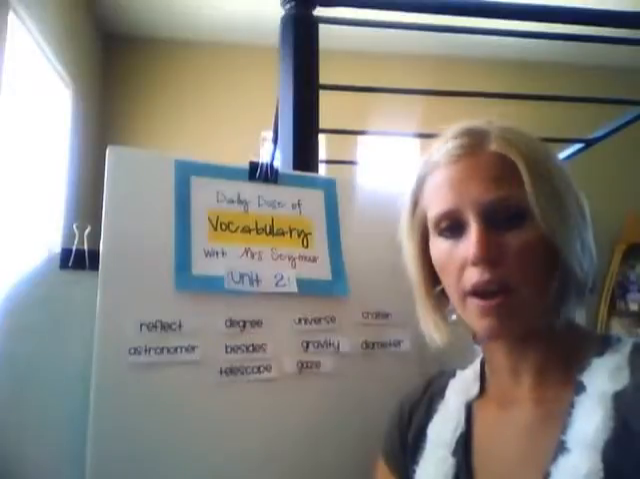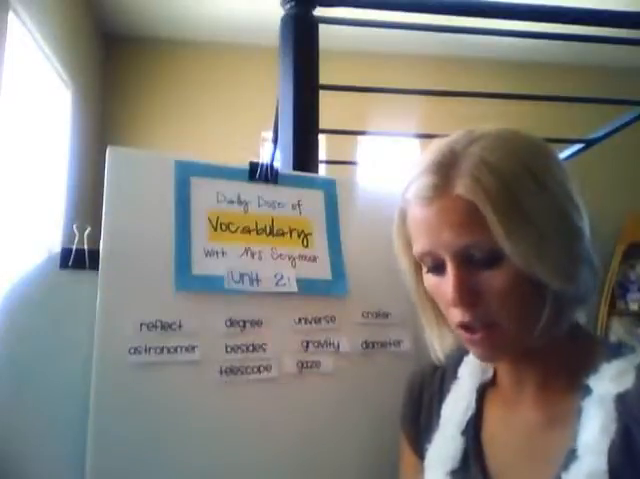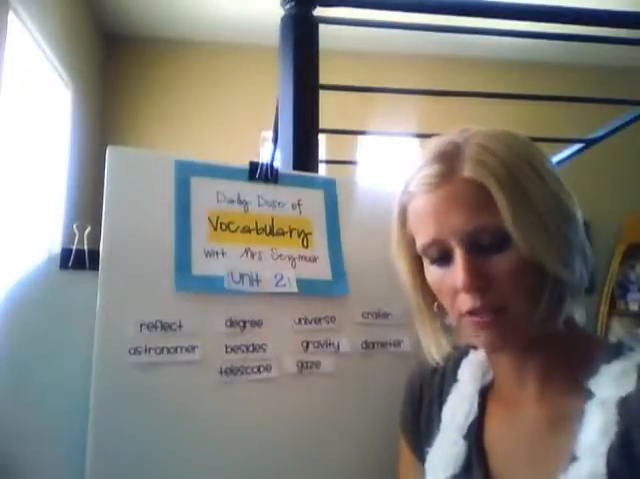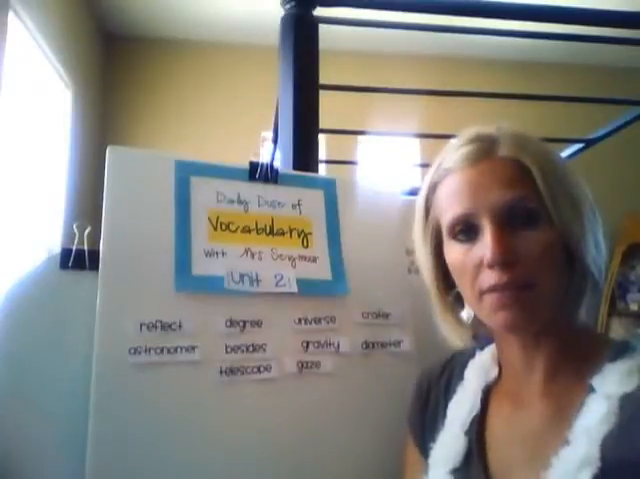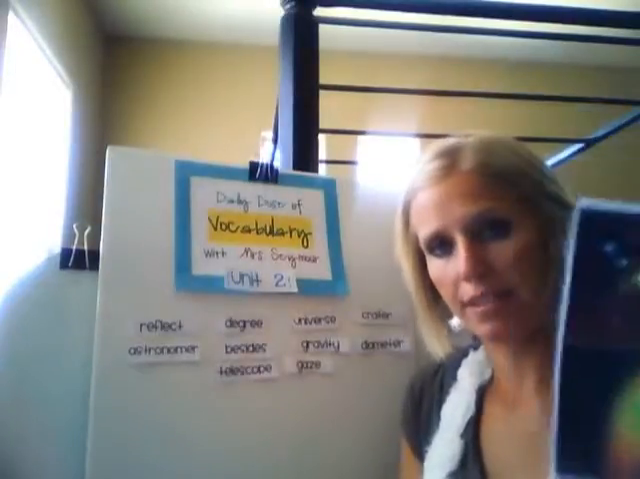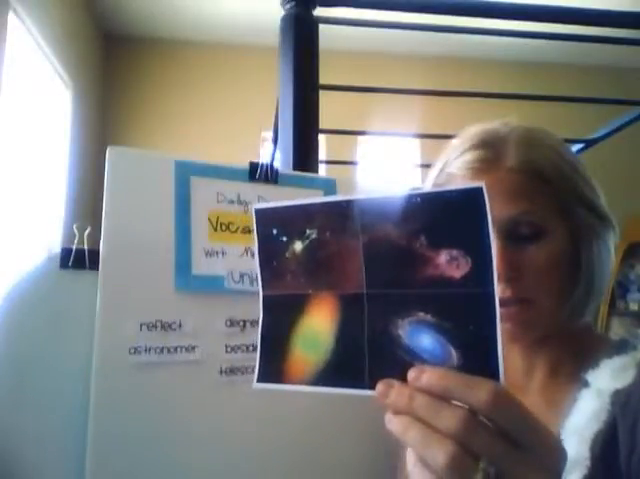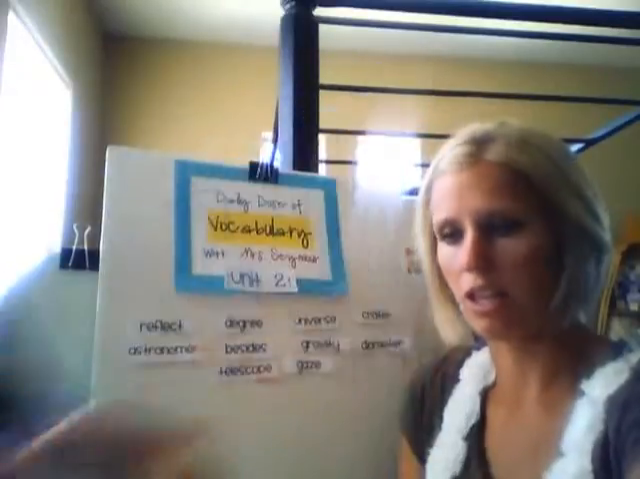Okay, the next one I wanted to talk about was universe. The universe is what? Think about what the universe is. It's all the space and all the objects in space. So we think of space. The Milky Way is just one of the largest groups of stars in our universe. There's a lot of things in the universe. There's planets, there's stars, there's constellations, there's galaxies. So the universe is all the space that makes up all of the objects all around us. These are just some pictures of the universe.